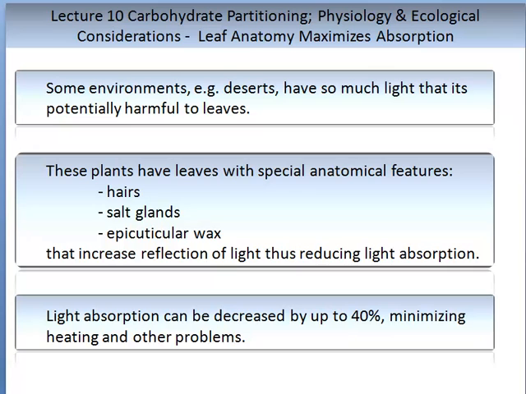Light absorption can be decreased up to 40%, minimizing heating and other problems. Some of these environments are found often here in Australia, and an adaptation of the native Australian plants to the high light environment is very common.